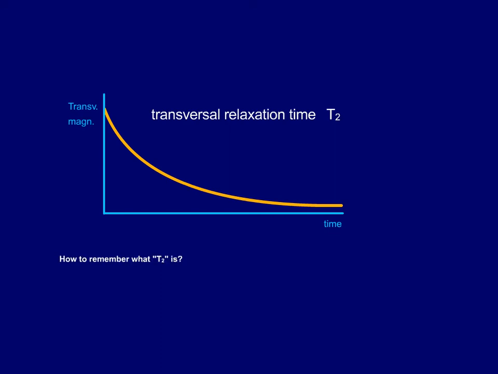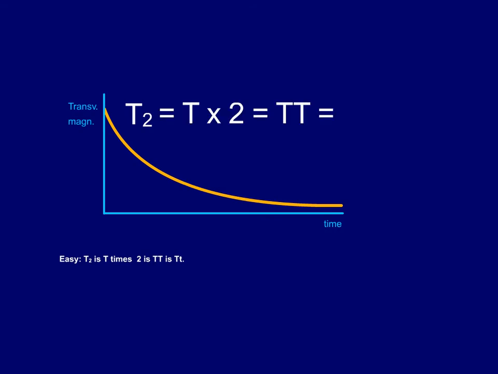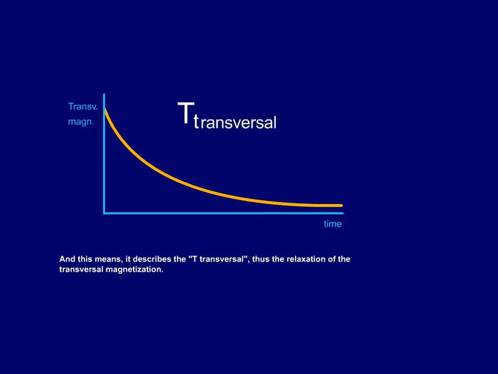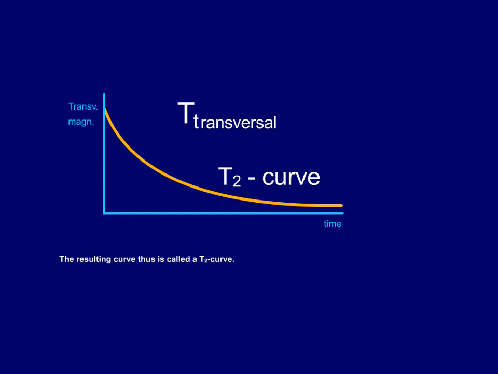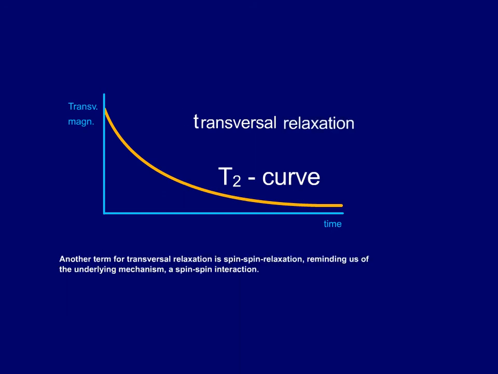How to remember what T2 is? Easy. T2 is T times 2 is double T is TT. And this means it describes the T transversal, thus the relaxation of the transversal magnetization. The resulting curve is thus called a T2 curve. Another term for transversal relaxation is spin-spin relaxation, reminding us of the underlying mechanism, a spin-spin interaction.